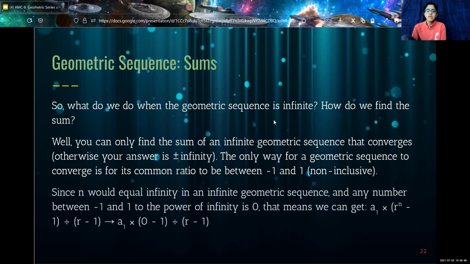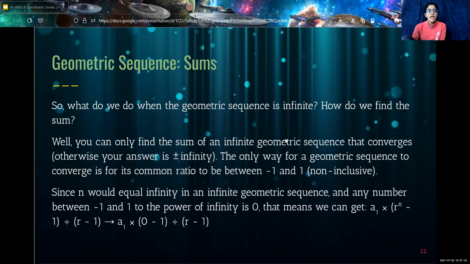Since n would equal infinity in an infinite geometric sequence, and any number between -1 and 1 to the power of infinity is 0, that means we can get a1 multiplied by r to the power of n minus 1 divided by r minus 1, which is just the equation that we had earlier for the sum of a finite geometric sequence.